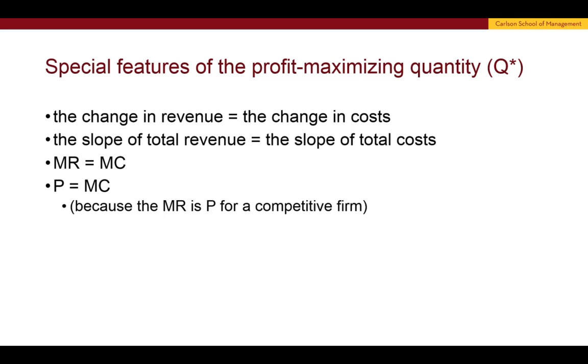One thing is that the change in revenue equals the change in cost at that quantity. So another way to say that is that the slope of the total revenue curve equals the slope of the total cost curve. Another way to say that is that at that quantity, marginal revenue equals marginal cost. And because this is a competitive firm, and remember, for a competitive firm, marginal revenue is just the price, that means that at that profit maximizing quantity that we typically call Q star, it's going to be the case that P equals MC. Because again, the marginal revenue at a competitive firm is just the price.